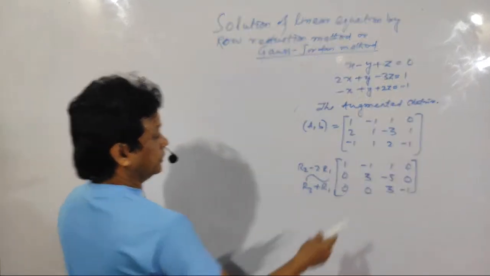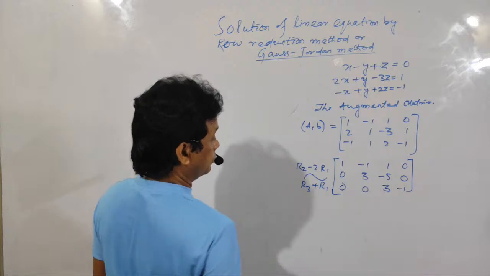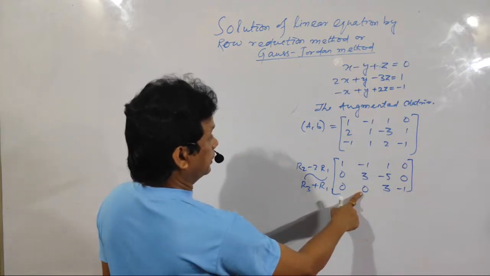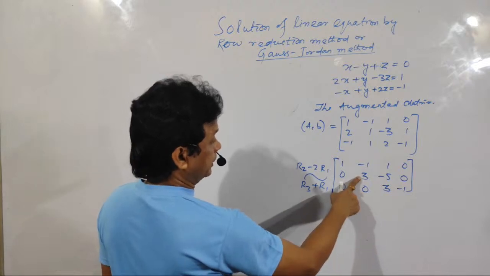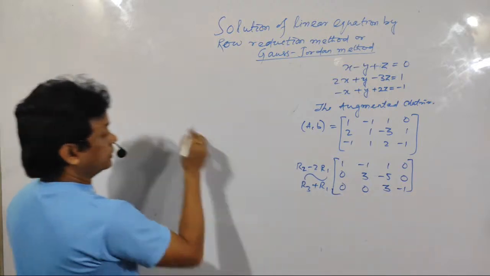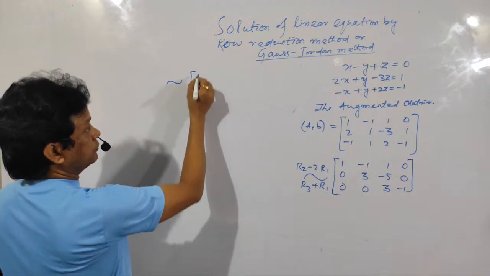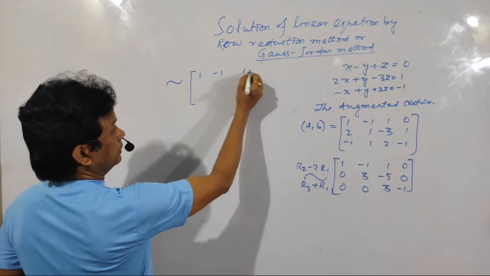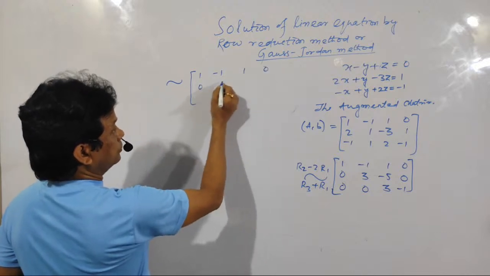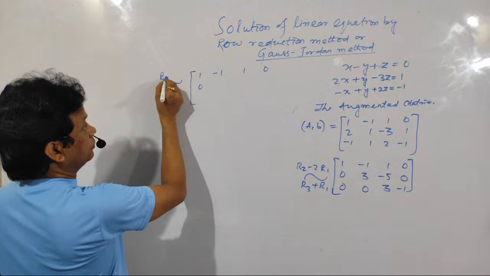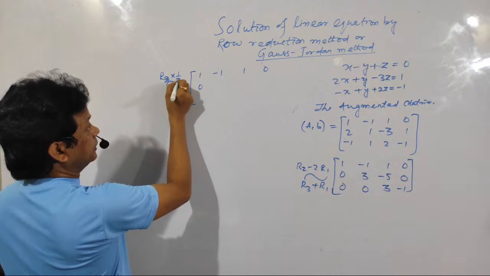Now you have to make this one 1. So by the help of this quantity, but this one already it is 0. So you should divide 3 in this case. So let us divide 3. So this is 1 minus 1 1 0 0. So I am dividing R2 into 1 by 3.